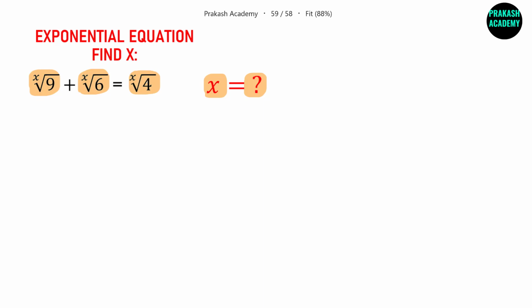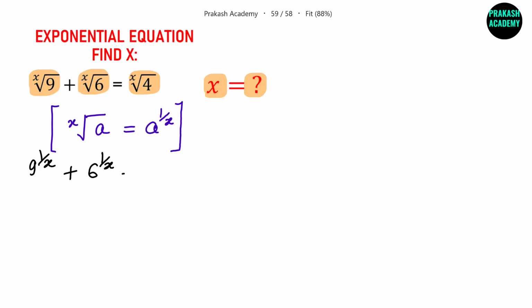Now to solve this problem, first we will use a rule of exponent. You may remember that the xth root of a can also be written as a raised to the power 1 by x. With this formula, let us rewrite the expression. We can write 9 raised to the power 1 by x, the second term is 6 raised to the power 1 by x, and the third term is 4 raised to the power 1 by x.